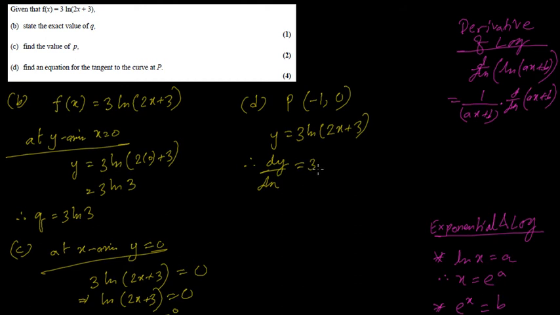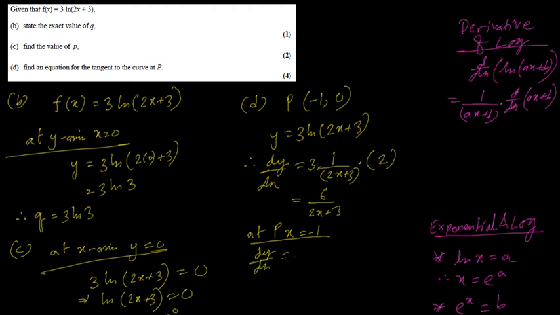So 3 is going to be there as 3. So ln of 2x plus 3 is going to be 1 by 2x plus 3, the reciprocal, into d by dx of the algebra 2x plus 3, which is going to be 2. So this would be 6 divided by 2x plus 3. At p, we know x equals minus 1. So the gradient is going to be dy by dx, 6 divided by 2 into minus 1 plus 3. So this will be plus 3. So this would be 3 minus 2 is 1. So 6.